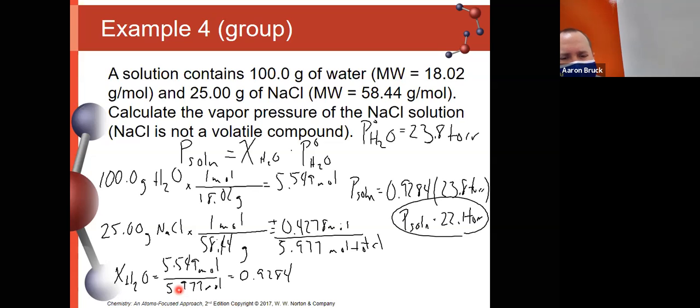The other place where we made some mistakes, I saw some of you calculating the mole fractions of sodium chloride. Yes, you can do that. In this case, it's completely useless though. And the reason why is the vapor pressure of sodium chloride is 0. The mole fraction times that vapor pressure would also be 0, which is why we just leave that part off.